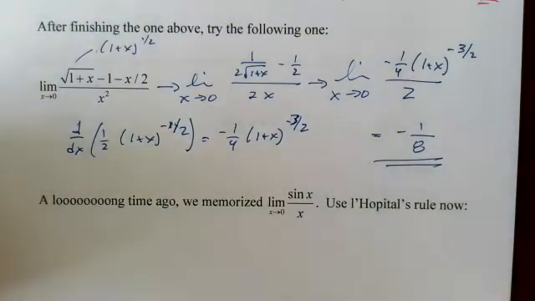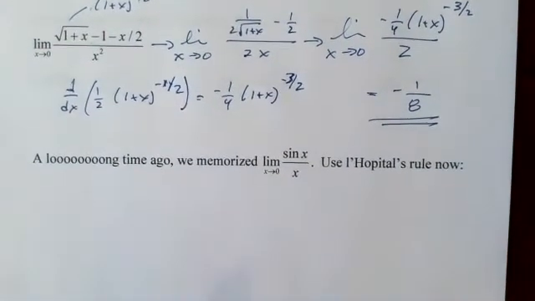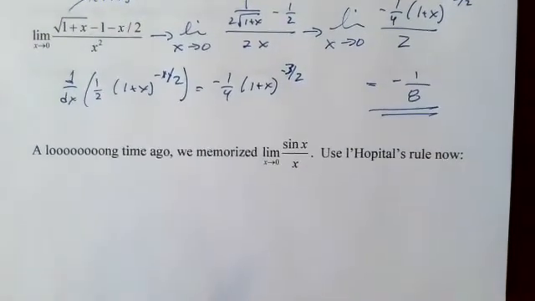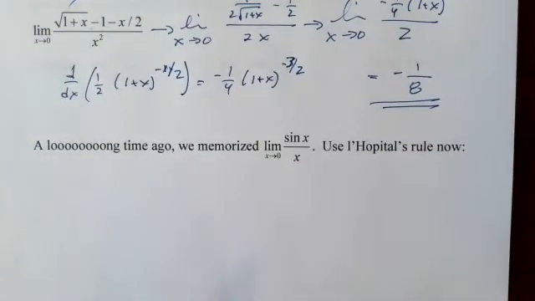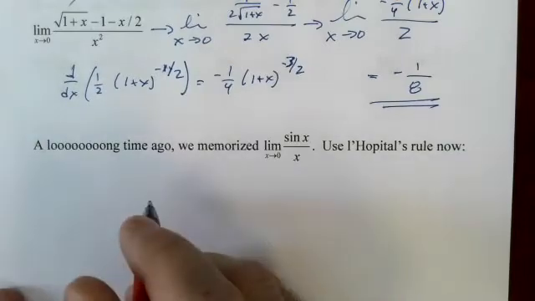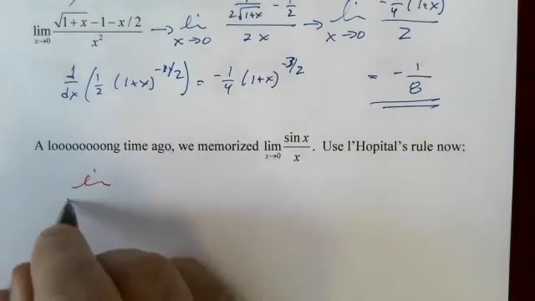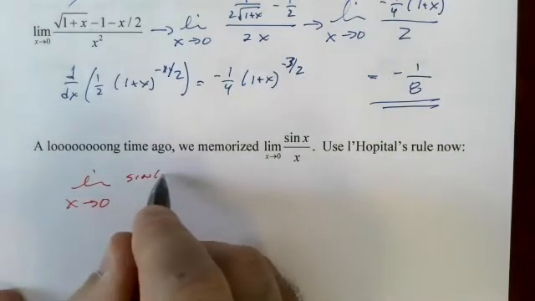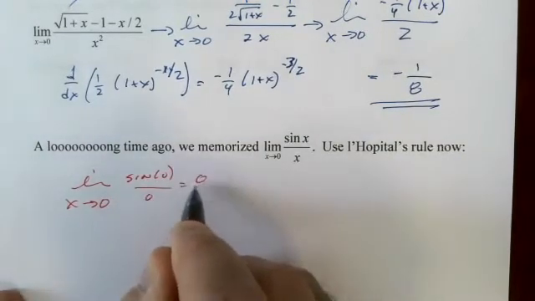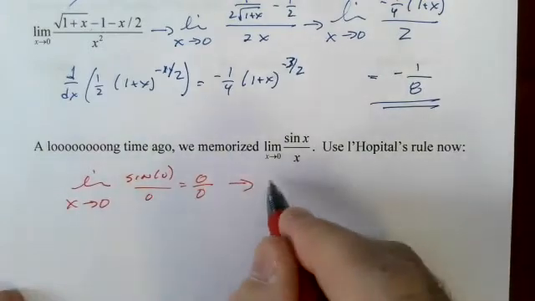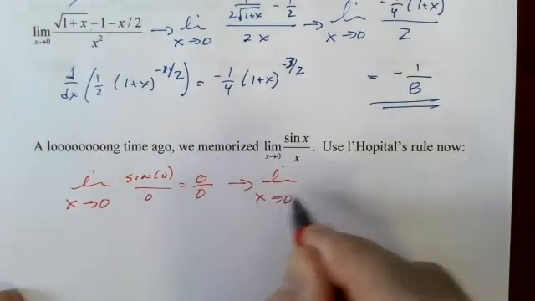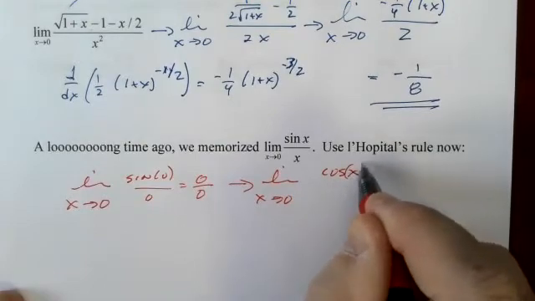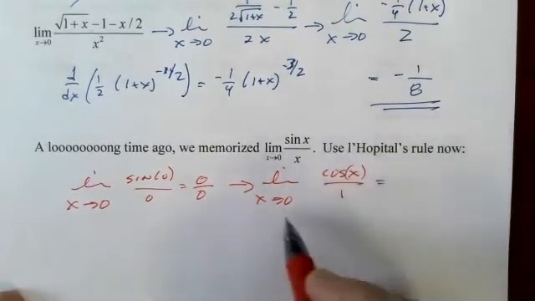Very cool. All right. We get 0 out of 0, and L'Hôpital's will get it. Do it again. There's nothing wrong with that. A long time ago, we memorized the limit as x approaches 0 of sine of x over x. So plug in 0. And here's how I would do it. I think I shortcutted it up above. Sine of 0 over 0 is 0 over 0. Then I put my arrow. Limit as x approaches 0 of cosine of x over 1, which is 1.